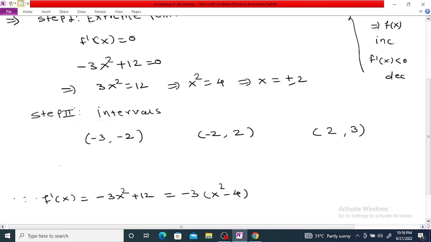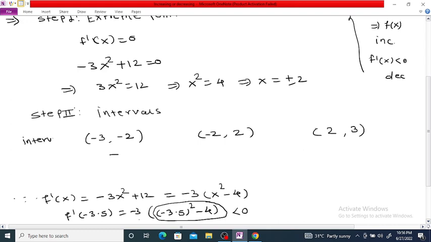So if we take any value, say x is equal to minus 3.5, then f dash of minus 3.5 is equal to minus 3 times, bracket minus 3.5 square minus 4. This value is positive, and positive multiplied by negative is less than 0. So here we determine the sign of f dash x on each of the intervals. Again for minus 2 to plus 2.